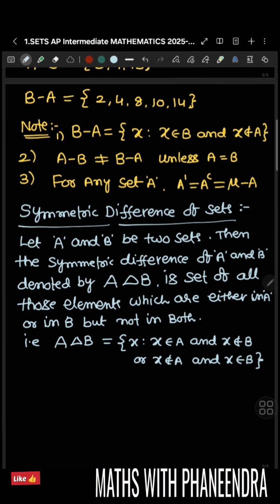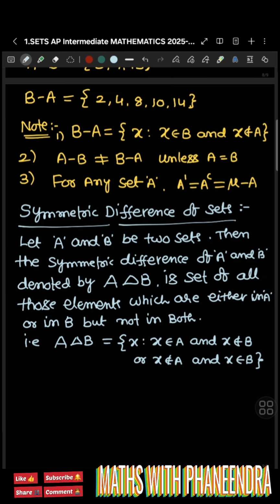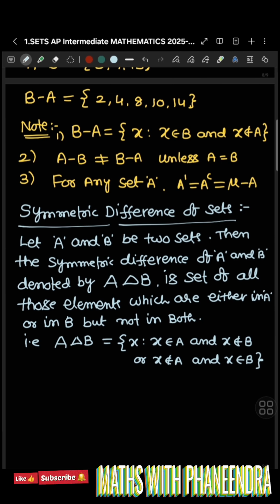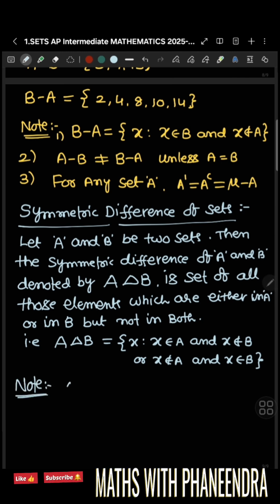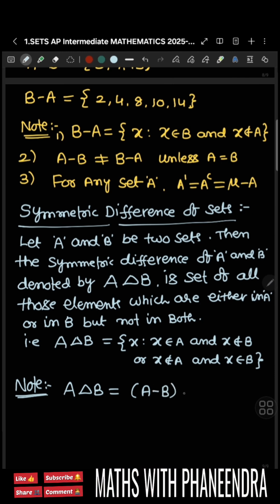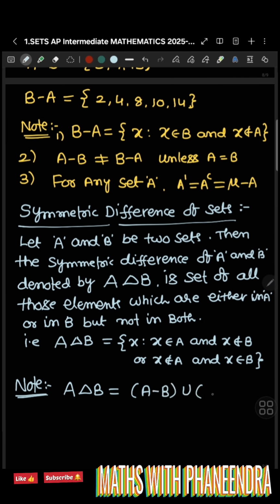See, the first definition, X belongs to A and X does not belong to B, is indirectly the definition of A minus B only, no? X does not belong to A and X belongs to B is indirectly B minus A only, no? So this is the actual definition, make a note: A delta B is equal to A minus B union B minus A.